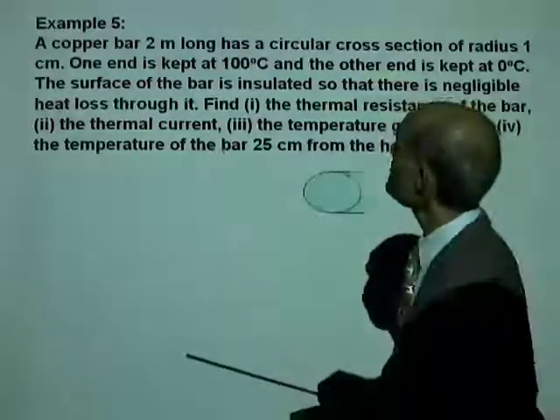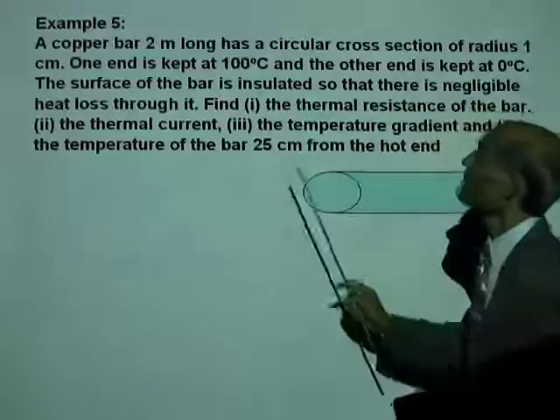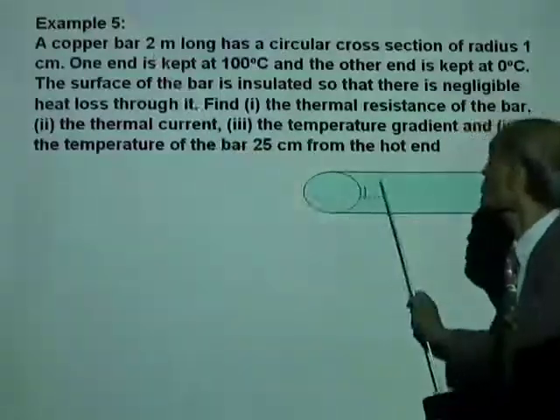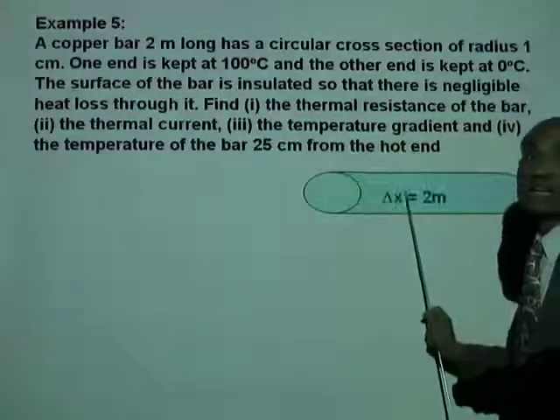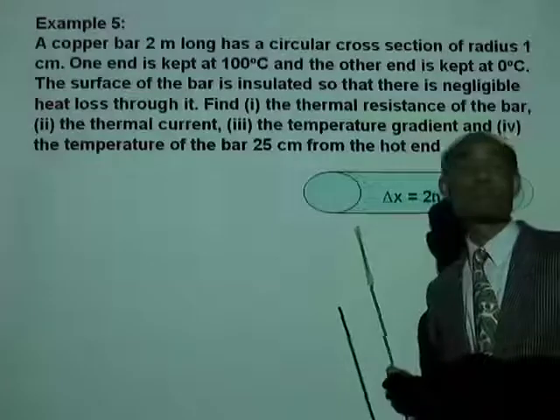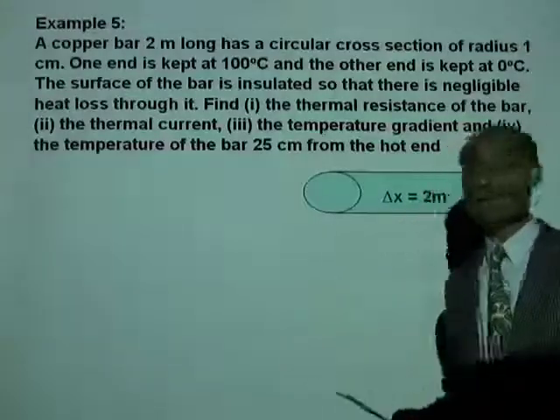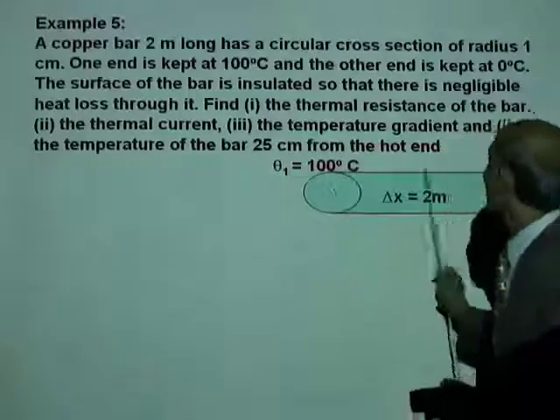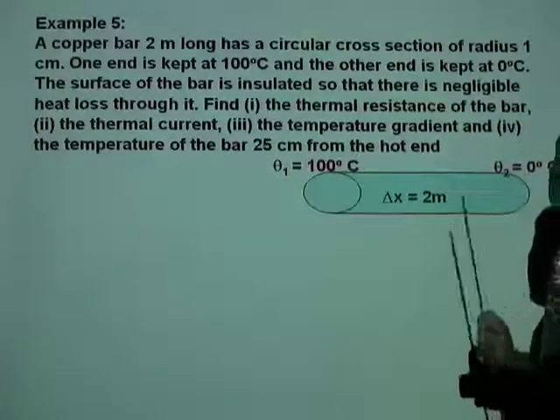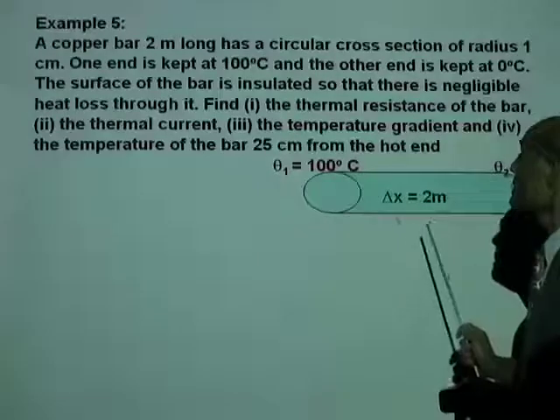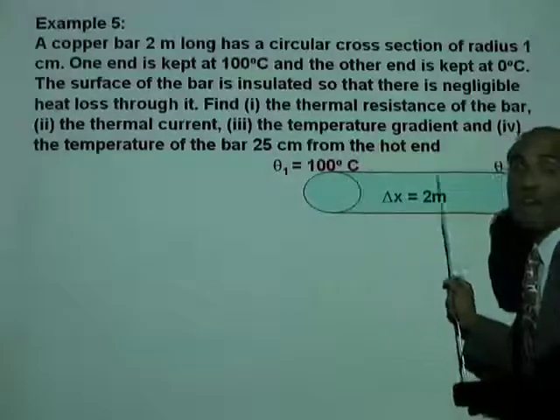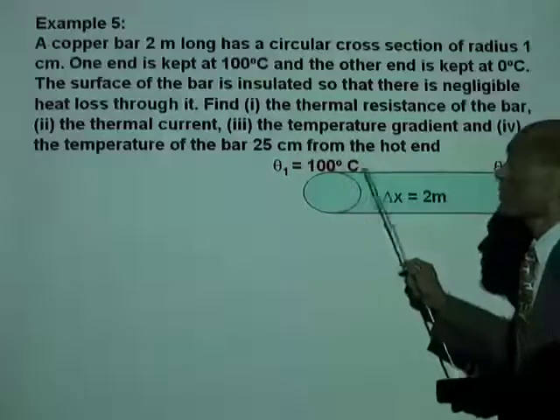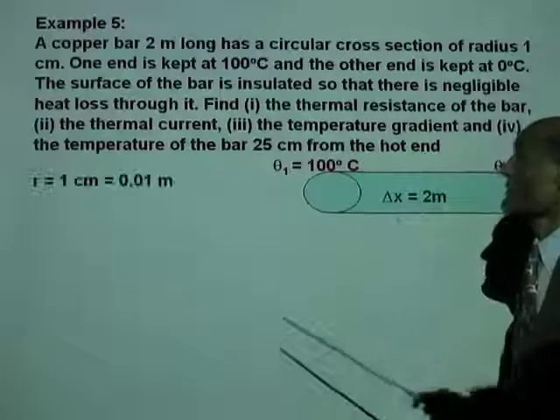Alright, let's see what the given things are. We've got a copper bar 2 meter long, delta X equals 2 meter. We use delta X for the length. One end is at 100 degrees Celsius, the other end is at 0 degrees Celsius. What is the drop in temperature? It will be 100 minus 0.